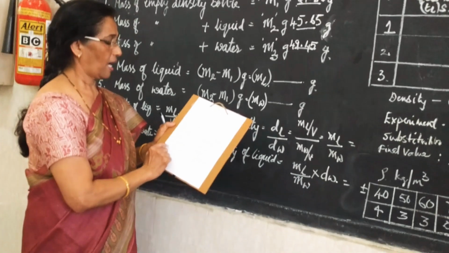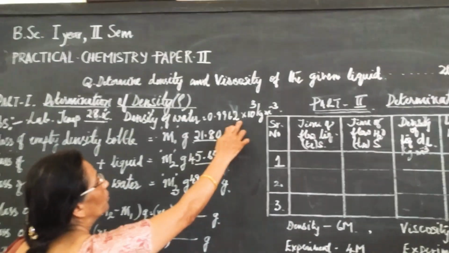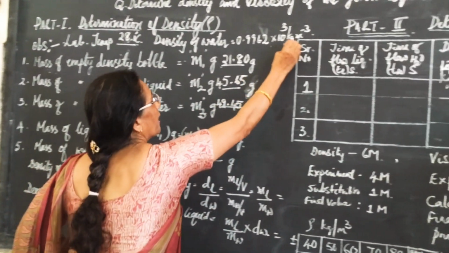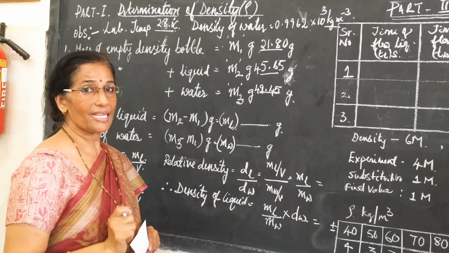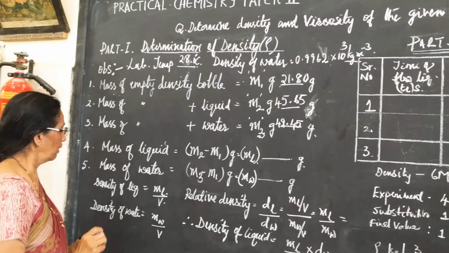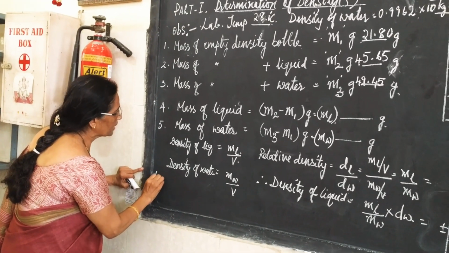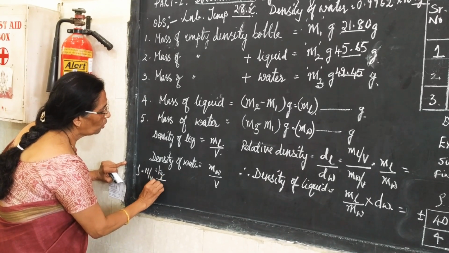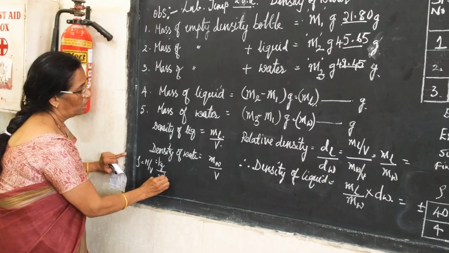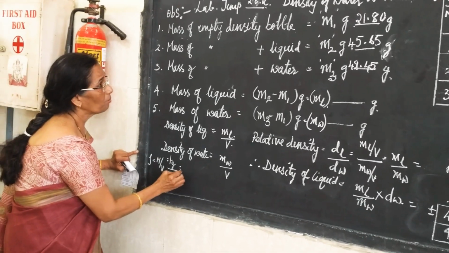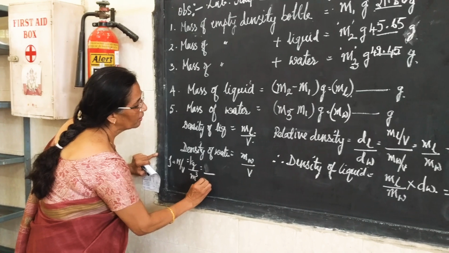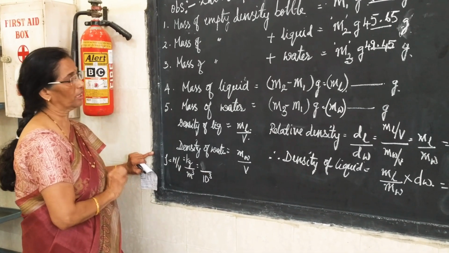From this chart I determine the density of water, which is 0.9962 times 10 to the power 3 kg per meter cube. Why do we use kg per meter cube? This is because it is the SI unit. Now let me just recap how we did density. Density is mass upon volume. Mass is in kilograms, and volume is in meter cube. Since I have weighed in grams, I am going to divide my weight in grams by 1000 so that it is converted into kilograms.